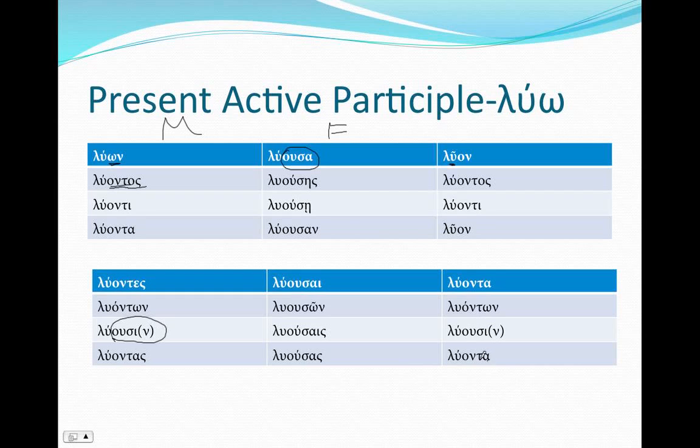So all we need to do is take that present stem and add the forms of eimi, the participle forms of eimi, on there.